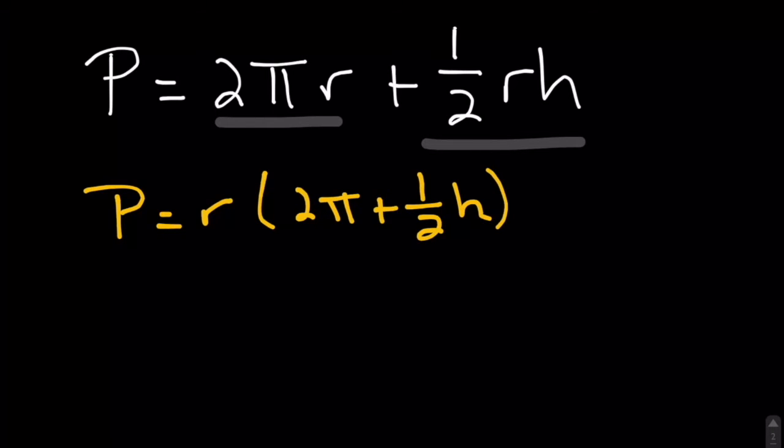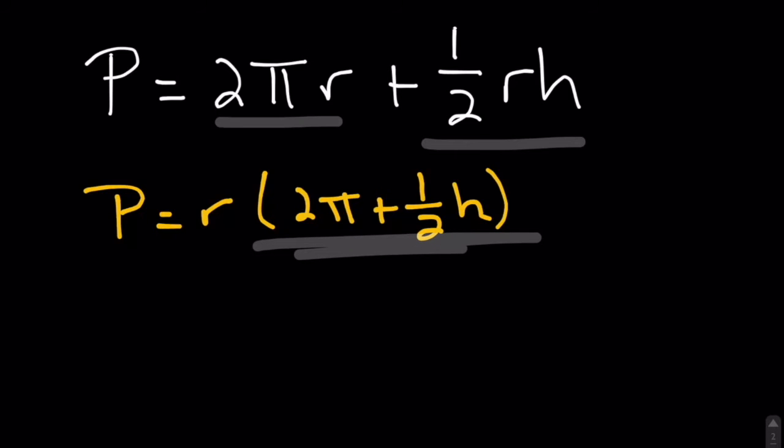This might look a little bit more complicated than before, but the 2 pi plus 1/2 h is just going to be some random old number when you have a value for h already. That means that whatever it is that we get inside the parentheses is just going to be multiplied times r. How do you get rid of multiplication? Divide it away. So let's do that.